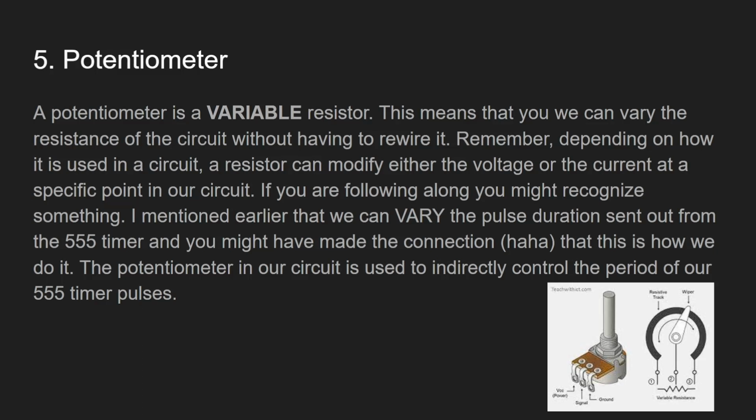If you're following along, you might recognize something. I mentioned earlier that we can vary the pulse duration sent out from the 555 timer, and you might have made the connection, pun intended, that this is how we do it. A potentiometer in our circuit is used to indirectly control the period of our 555 timer pulses. Okay?